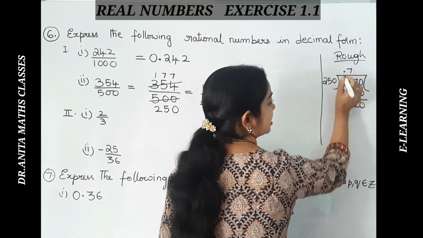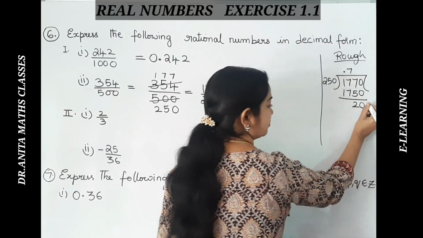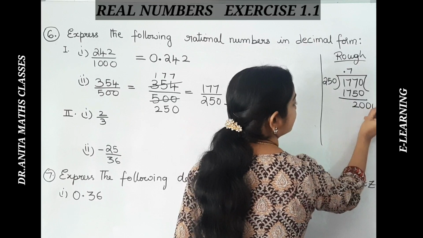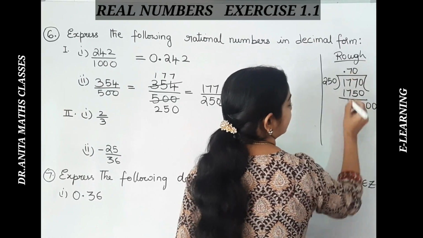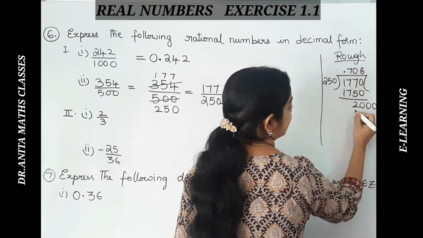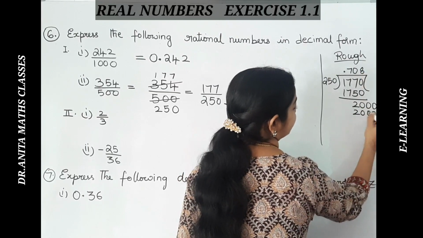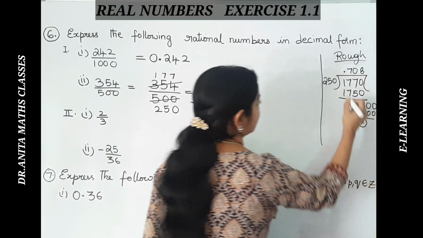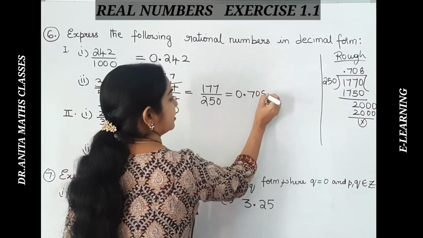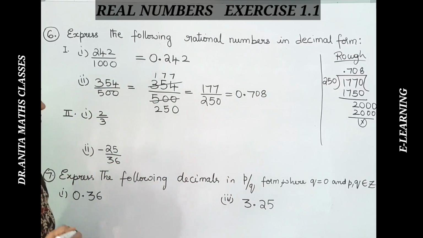So 20 is less. For the decimal point I can take 1 0, but again it is lesser. If you want to take one more 0, you should place a 0 here. Now how much does this go? Here the 7, so 8 times. 8 times is clearly 2000. So we got 0. So the decimal expansion of this rational number is 0.708.